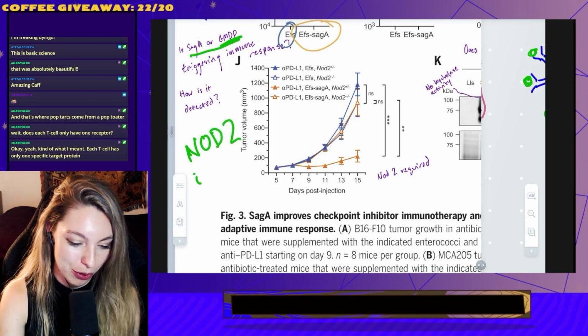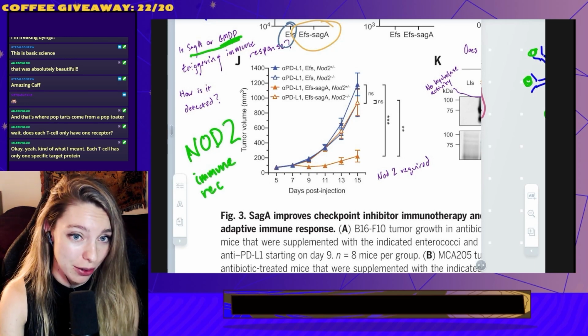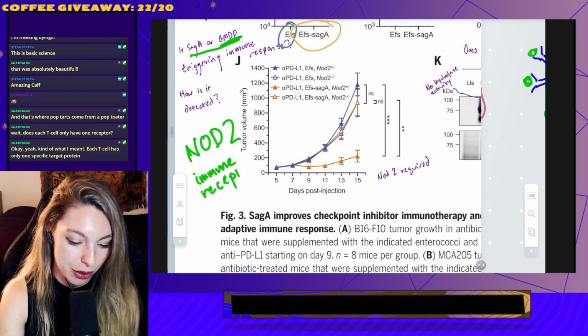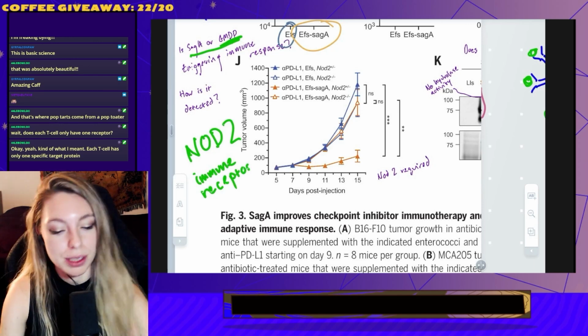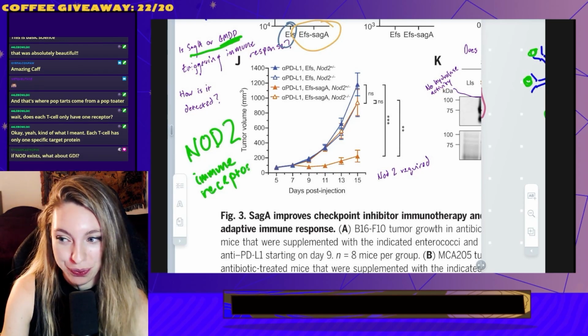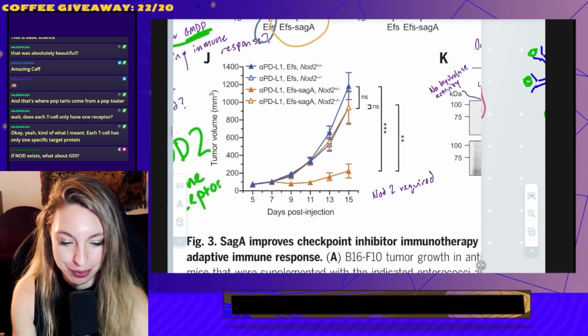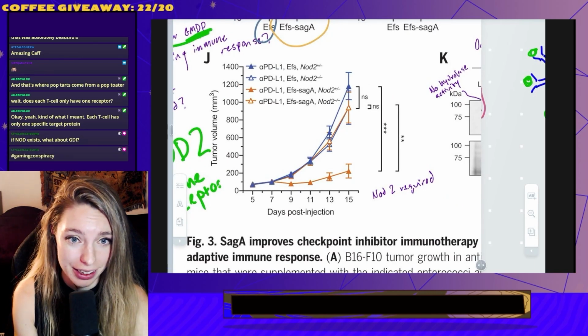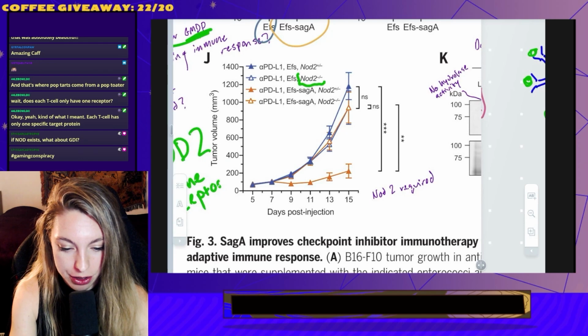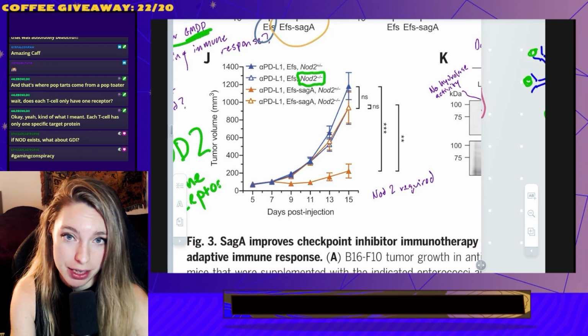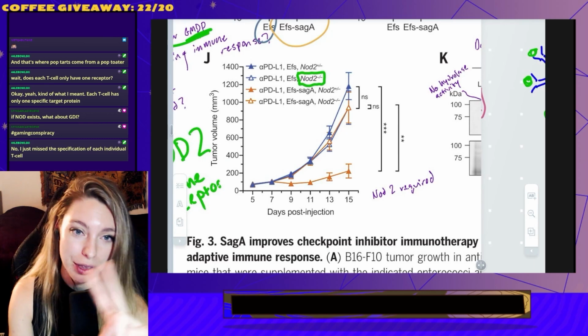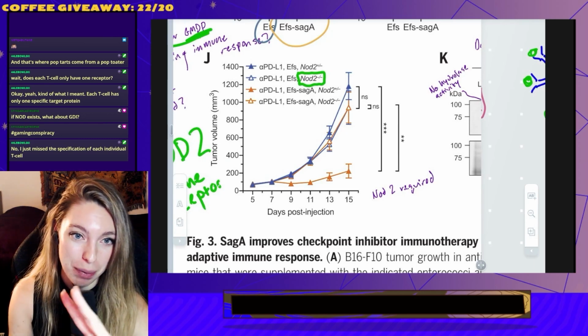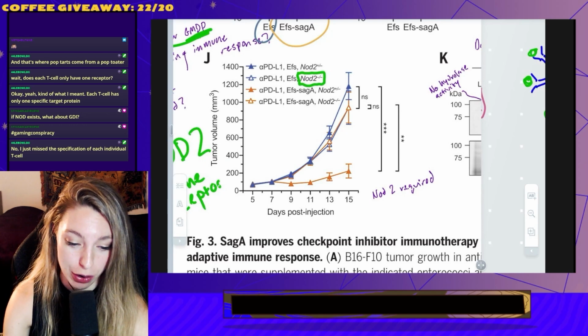Okay, this is an immune receptor. And it's actually not found on T cells. It's found on these other types of immune cells. So now this is where mouse genetics gets really awesome. What they do is they knock out NOD2 in their mice. So these mice can't make the NOD2 receptor. And that's signified by NOD2 minus. That means that the mouse lacks both of the gene copies or alleles to make NOD2. So it can't make the protein at all.